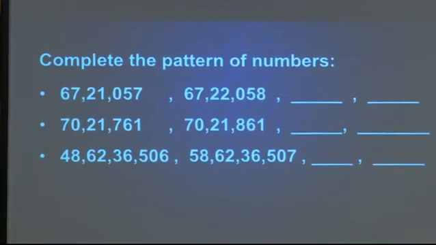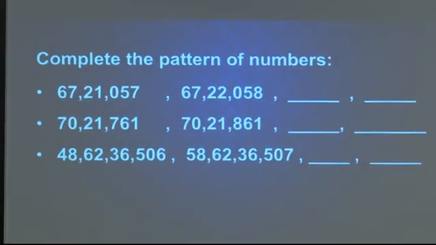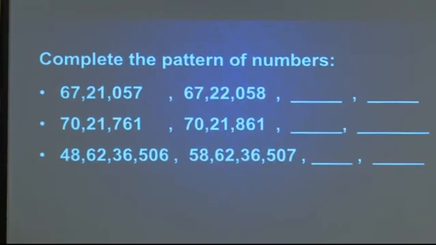Now, everywhere I have inserted the commas, so it is very easy to read and write the numbers. So, complete the pattern of the numbers. Here what is it? 67 lakhs, 21,057. What you have to do? We just have to see which number is changed in which place value. Here I have 67, 67, 21, 22. Yes, because the next number I write will be 23. And 057 is 058.